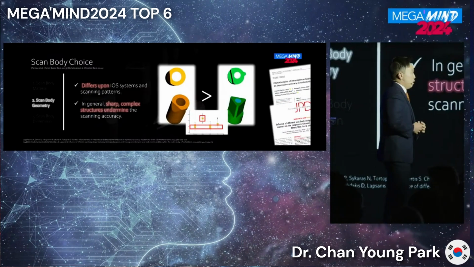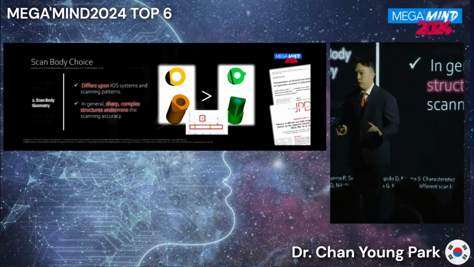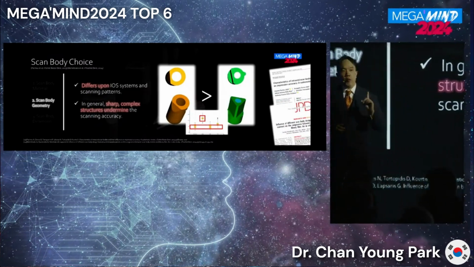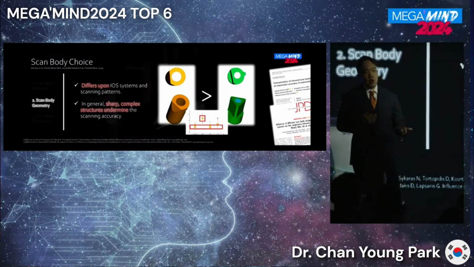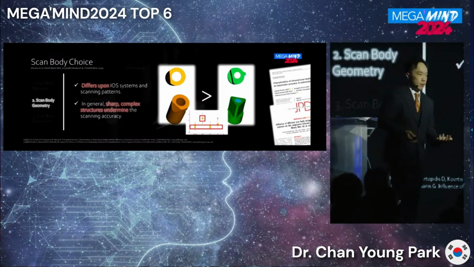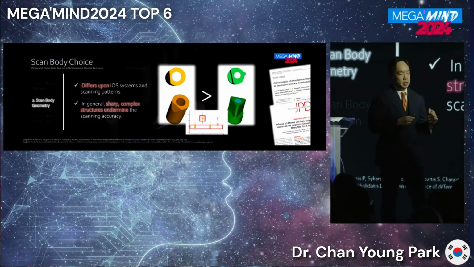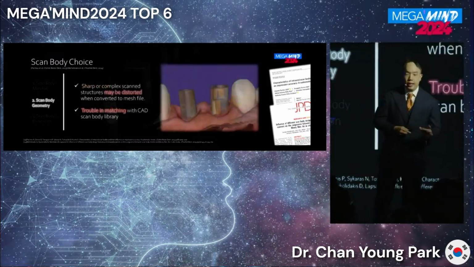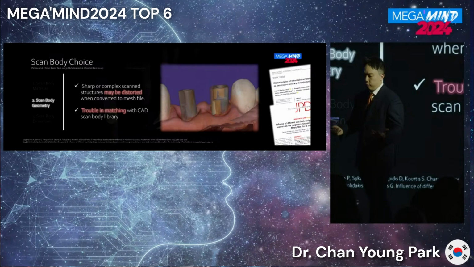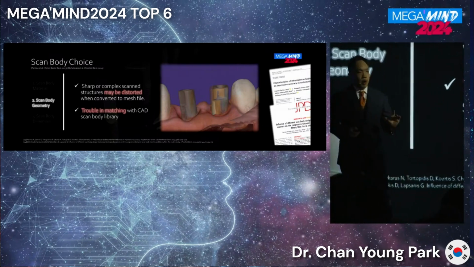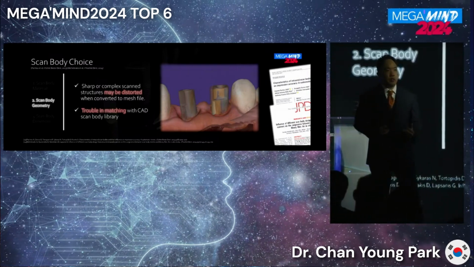In the geometry, there's no straight consensus, but the majority of the studies agree on one fact: excess sharp or complex structures of the scan body will undermine the scanning accuracy, and this is because these structures may get distorted when converted to the mesh files. So it may cause trouble in accurate matching with the scan body library.